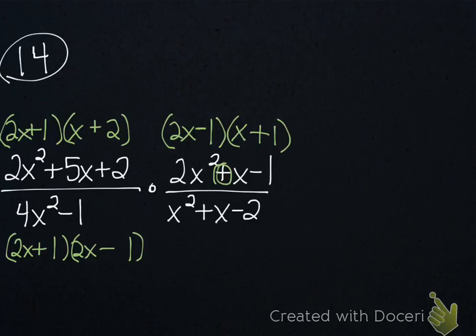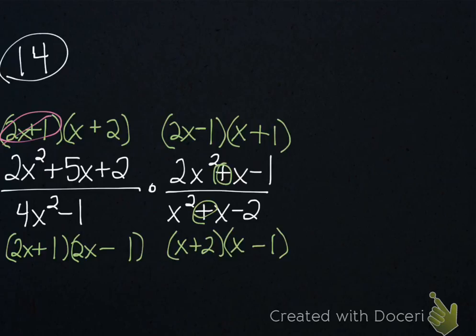Now the denominator. Oh good, an easy one. What multiplies to give us 2? 2 times 1. We're subtracting. The 2 has to be positive. The 1 is negative. Now let's see what's going to cancel.